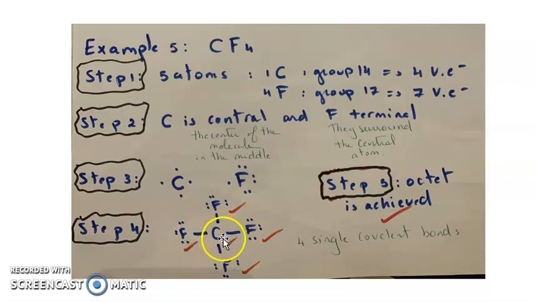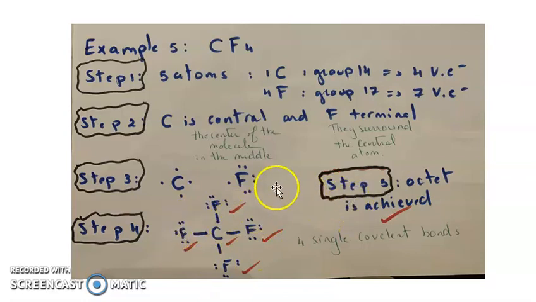This is your first bond between 2 electrons, 1 from carbon, 1 from fluorine. Second bond, third bond, fourth bond. Now how many bonds do you have here in this case? You have 4 single covalent bonds. And how many lone pairs do you have? 1, 2, 3, 4, 5, 6, 7, 8, 9, 10, 11, 12. You have 12 lone pairs.